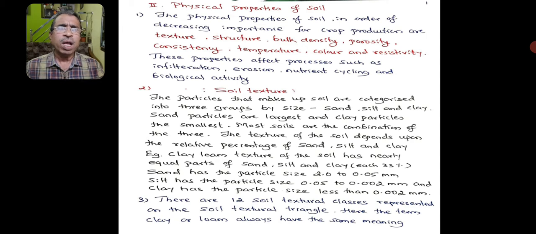There are 12 soil textural classes represented on the soil textural triangle. Here, the terms clay or loam are used with similar meaning. In some cases, we use the word loam. Of course, clay is slightly different from loam, but we can use it as loam also. Loam contains a little more percentage of sand.